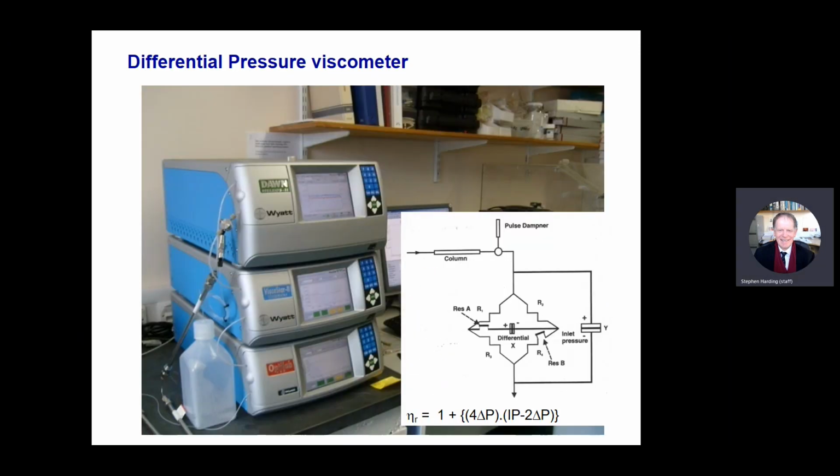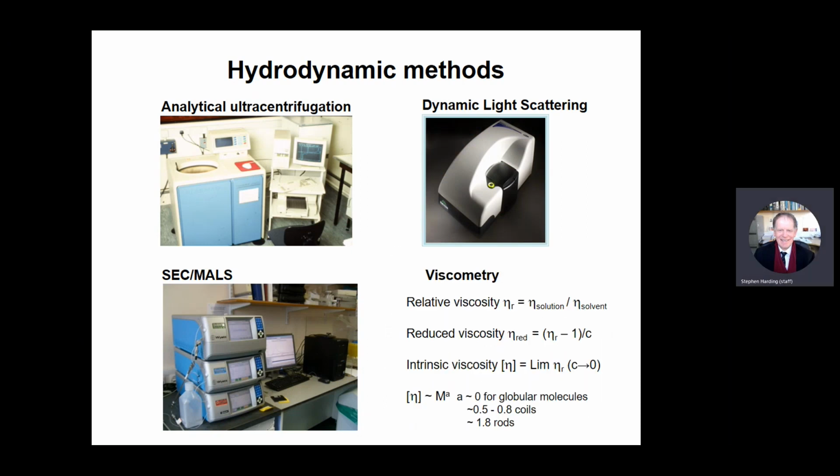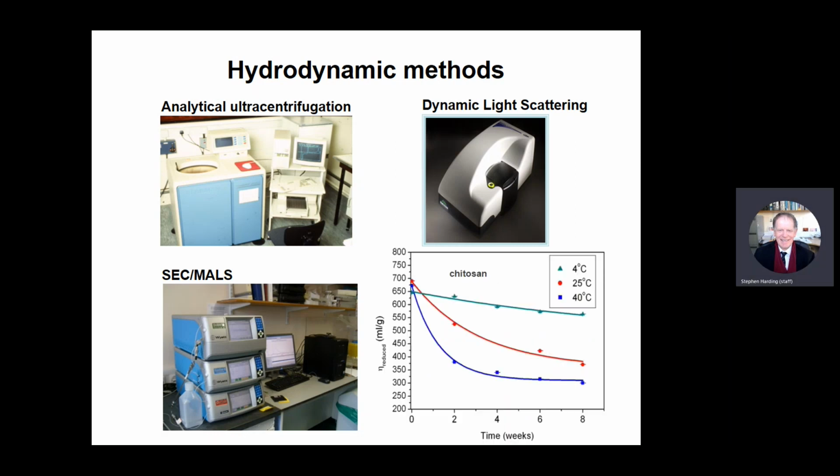I gave you the various forms of that equation before. This is the Mark-Houwink-Kuhn-Sakurada equation. Again, we mentioned this before. a is 0 for globular molecules, 0.5 to 0.8 for coils, and 1.8. That's the limit for rods.